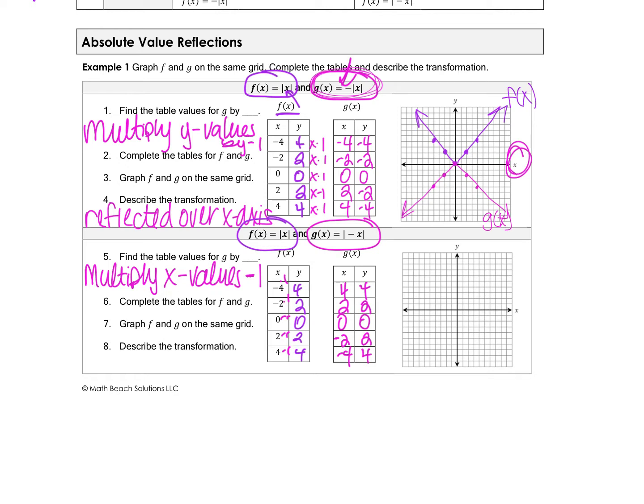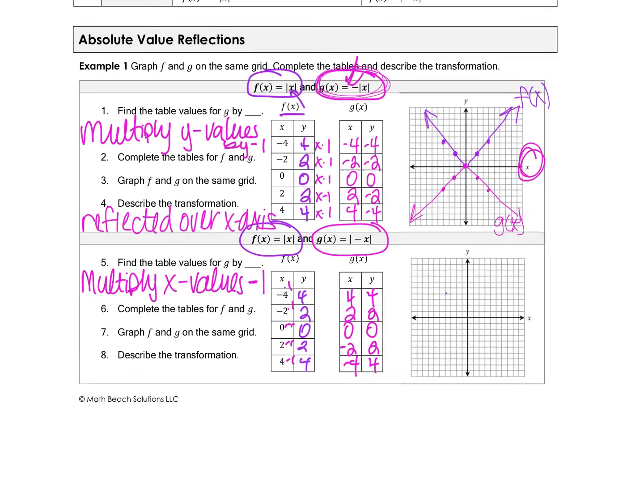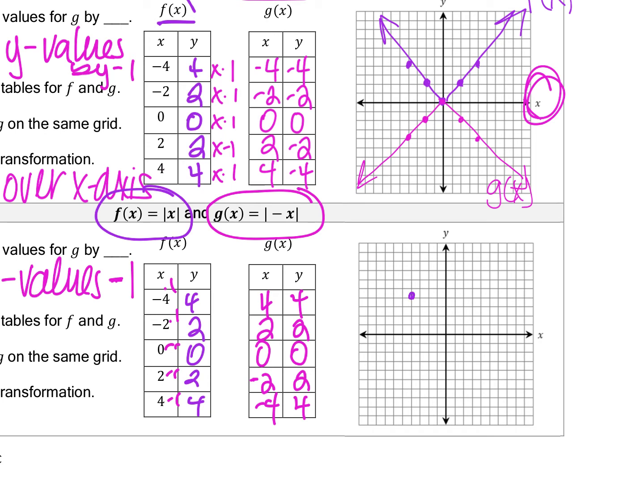So we're going to plot our points from function f, -4, 4. Which is just our parent function. And now we're going to see what happens whenever we put a negative inside with the x. So I'm going to plot 4, 4, 2, 2, 0, 0, -2, 2, -4, 4.